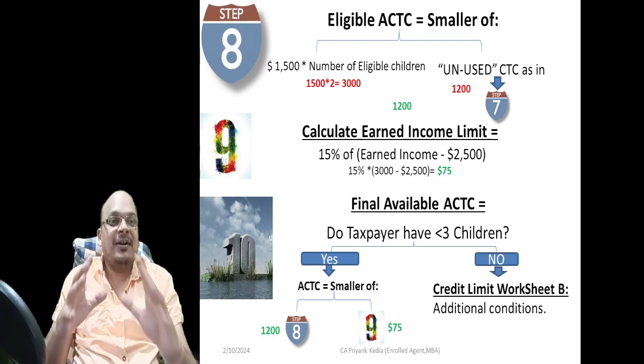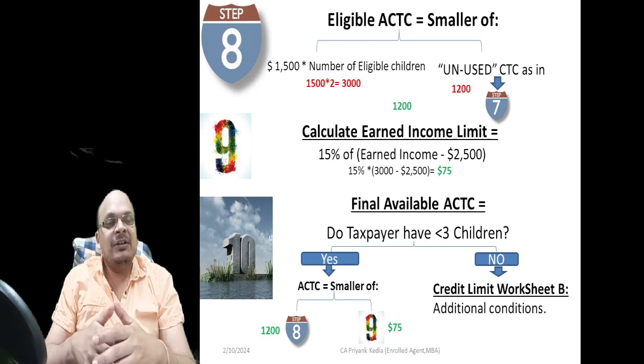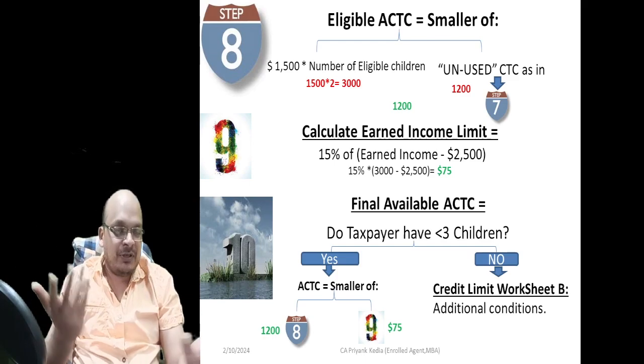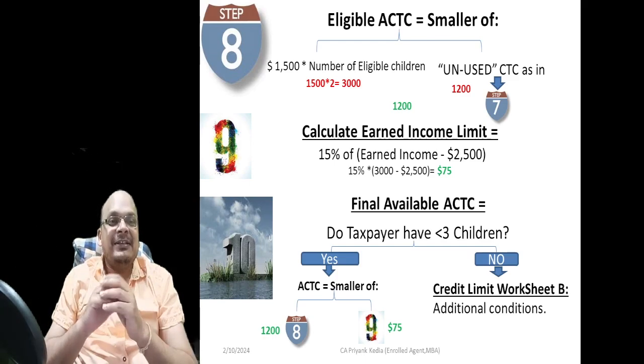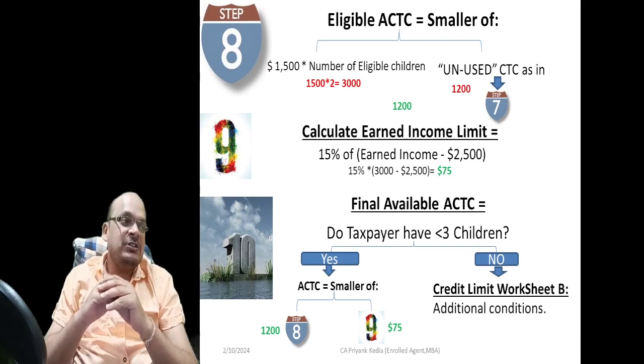This is not so disheartening because the figures I have taken are random just to explain the principle. The reality might be different, right? Taxpayer might be eligible for, let's say, $1,000 refund. That's a different scenario. So let's not get disheartened by this. And this was all about the child tax credit, additional child tax credit.